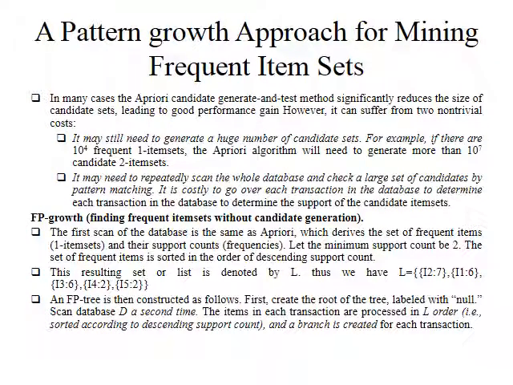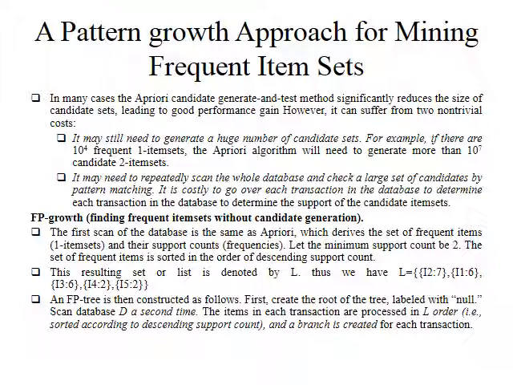Today we are going to discuss a pattern growth approach for mining frequent item sets. In many cases, the Apriori candidate generate-and-test method significantly reduces the size of candidate sets, leading to good performance gain. However, it can suffer from two non-trivial costs. Apriori faces certain kinds of disadvantages. Here we have two disadvantages.